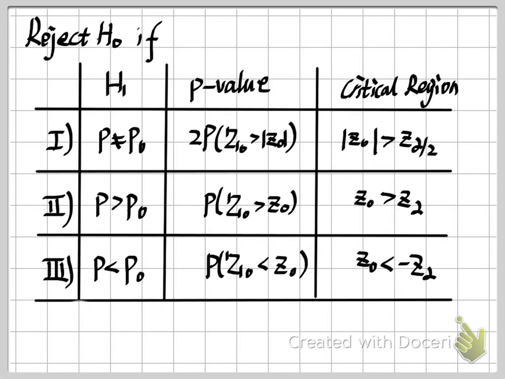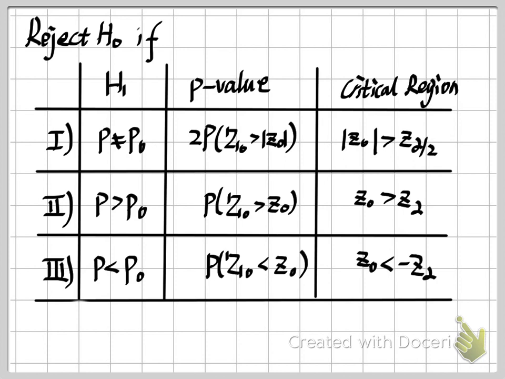So here we have three rows in our table. Each row is a case for the hypothesis test. For the first row, the alternative hypothesis H1 is P not equal to P0, which is a two-sided test. The next row is the second case, P is greater than P0, a one-sided test. And the last one is P is smaller than P0. This is our other one-sided test.